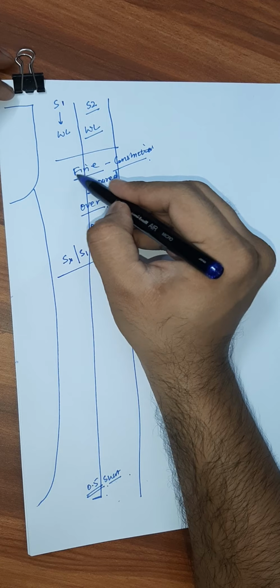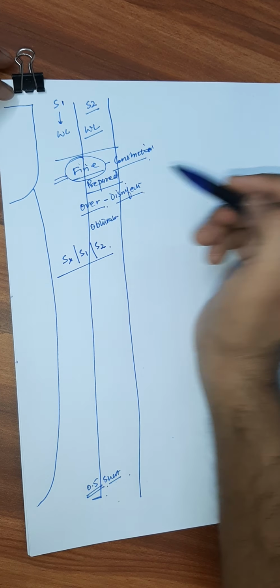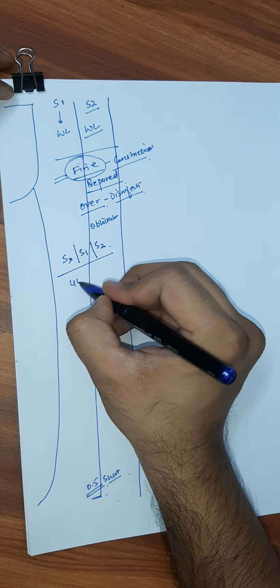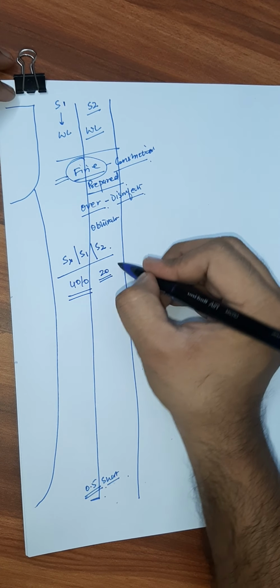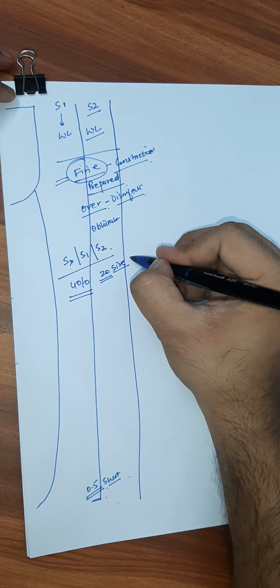For the fine canals, please remember this protocol is only for fine canals. Your preparation size will be 4% and your S2 has a 20 size at the apex, apical size.